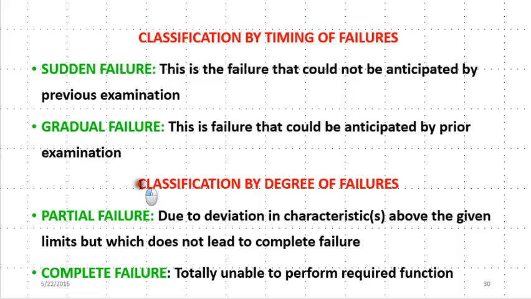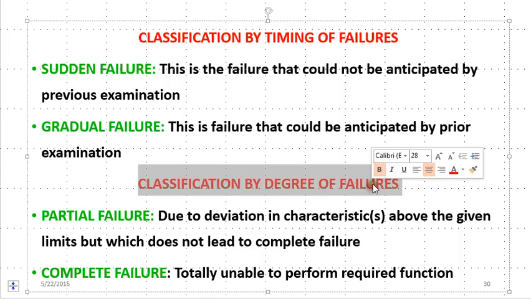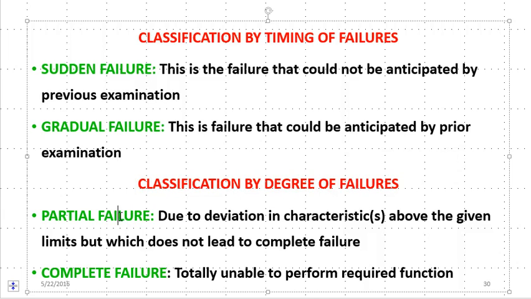And if we classify the failure with respect to the degree or intensity of the fault, we have what we call partial failure, and the partial failure is just a deviation from the normal characteristics. The item will be continuously used, but it is not giving the required performance. This is what we call the partial. And the complete failure is the one in which the system has already collapsed. It will no longer be used because it has completely failed.